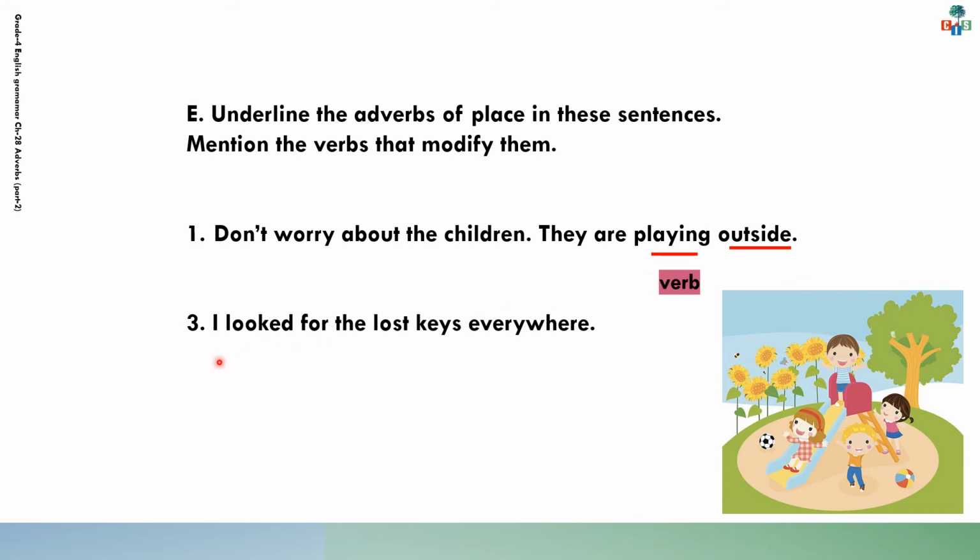Now let's see number 3. I looked for the lost keys everywhere. Where did you look for the lost keys? I looked for the lost keys everywhere. So, everywhere is an adverb of place and the verb which it is modifying is looked. Clear? So, like this, try to do this exercise.